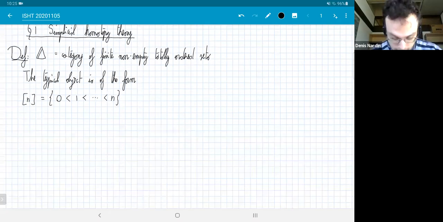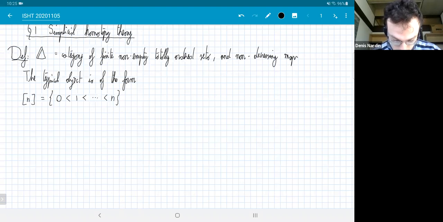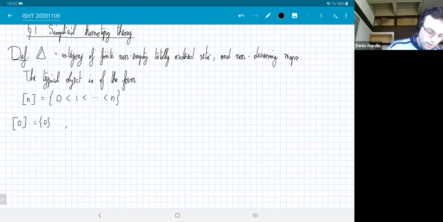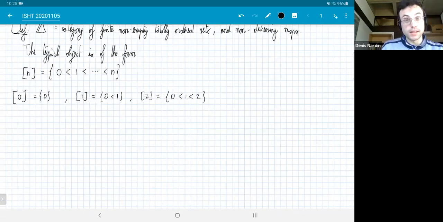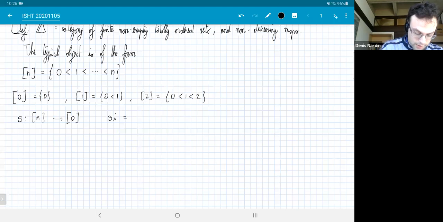And I didn't say it, but the morphisms are monotone maps, of course. Non-decreasing maps, sorry. So for example, there is brackets zero, which is just a singleton, brackets one, which is this guy, and brackets two, this guy here. And there are maps between these objects, and let me mention a bunch of them. For example, there is the map that I'm going to call S from n to zero, which sends i to zero for every i.